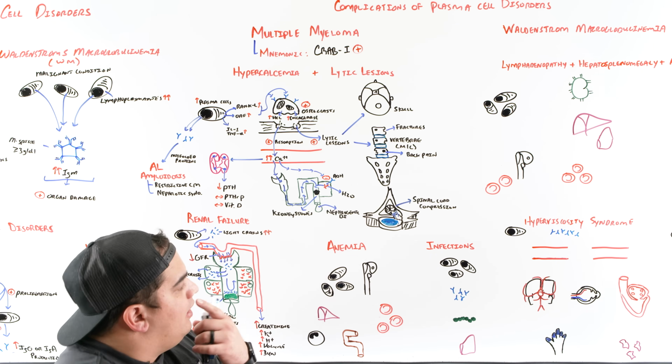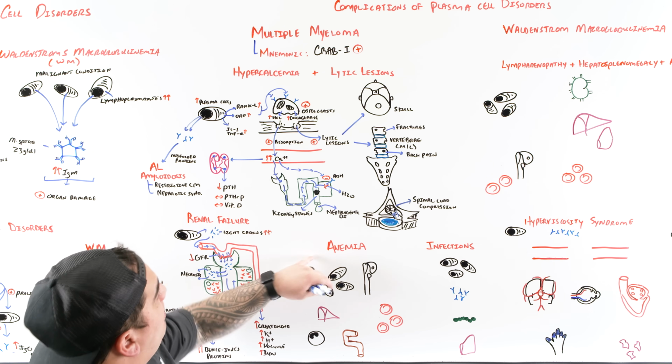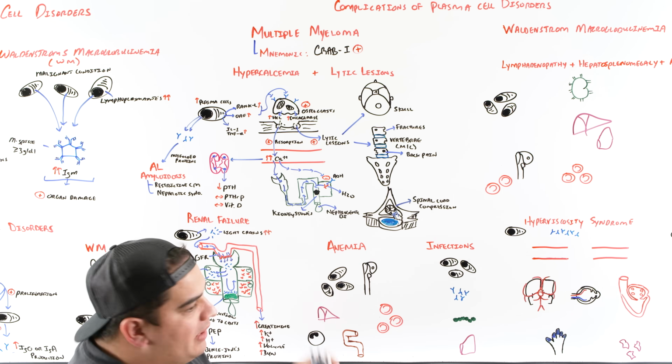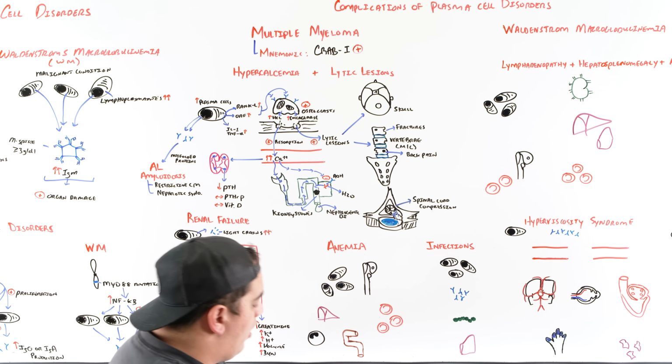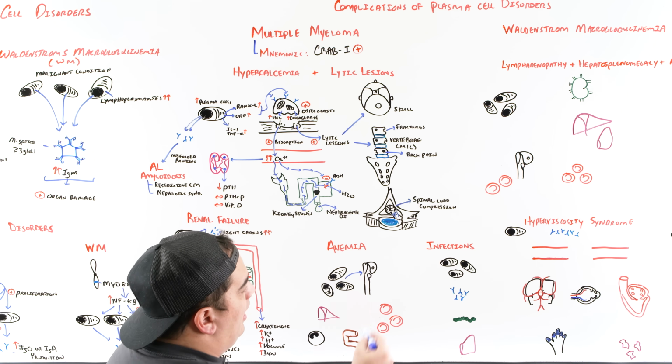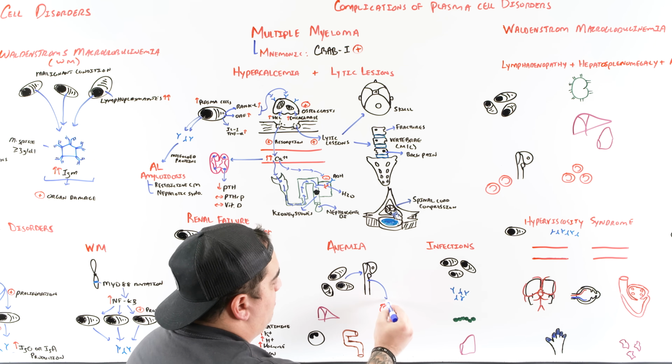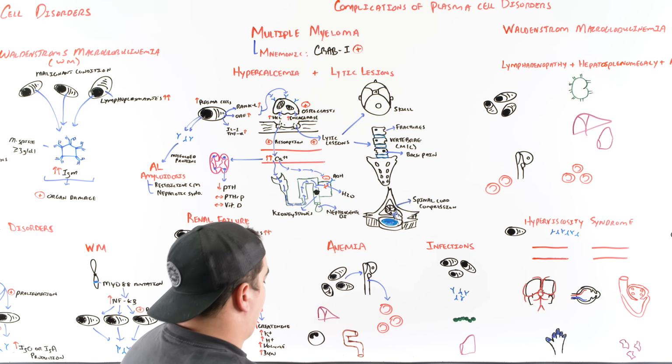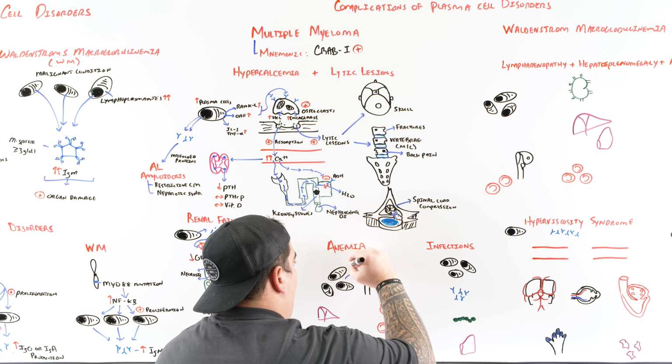Now, another thing here, anemia. This is a big one to talk about. The reason why is anemia can be due to a lot of different kinds of things. One of them is it could be due to the plasma cells infiltrating into the bone marrow. And as they infiltrate into the bone marrow, they make less space, right? So this could be due to infiltration.